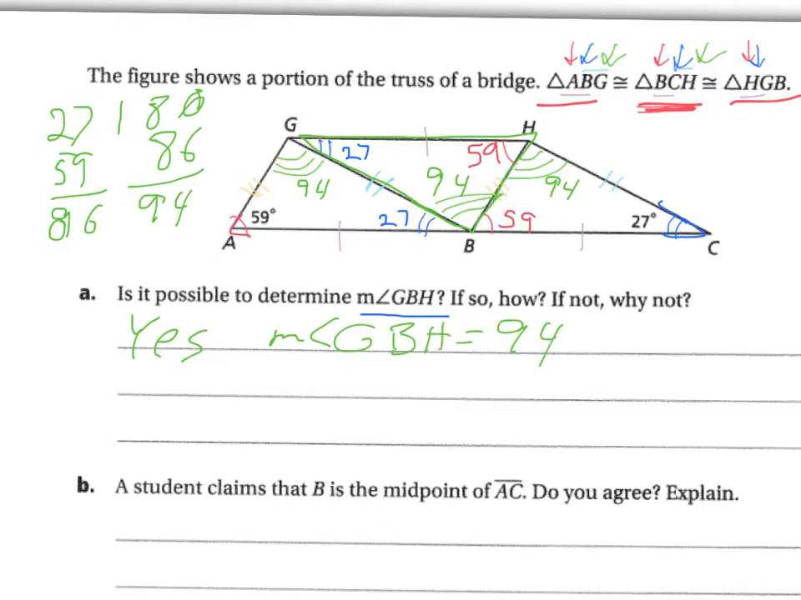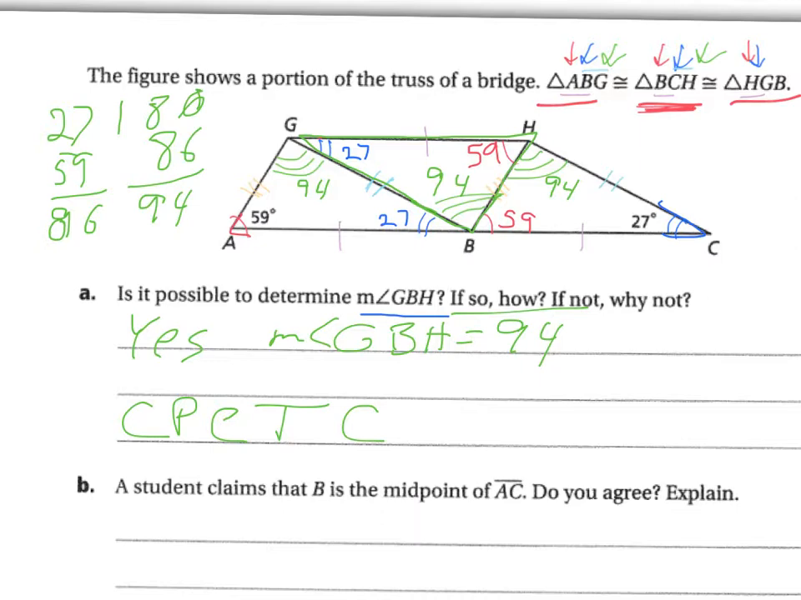And how do we know that? Well, because corresponding parts of congruent triangles are congruent. Because I had congruent triangles, those angles were congruent because they were corresponding angles.